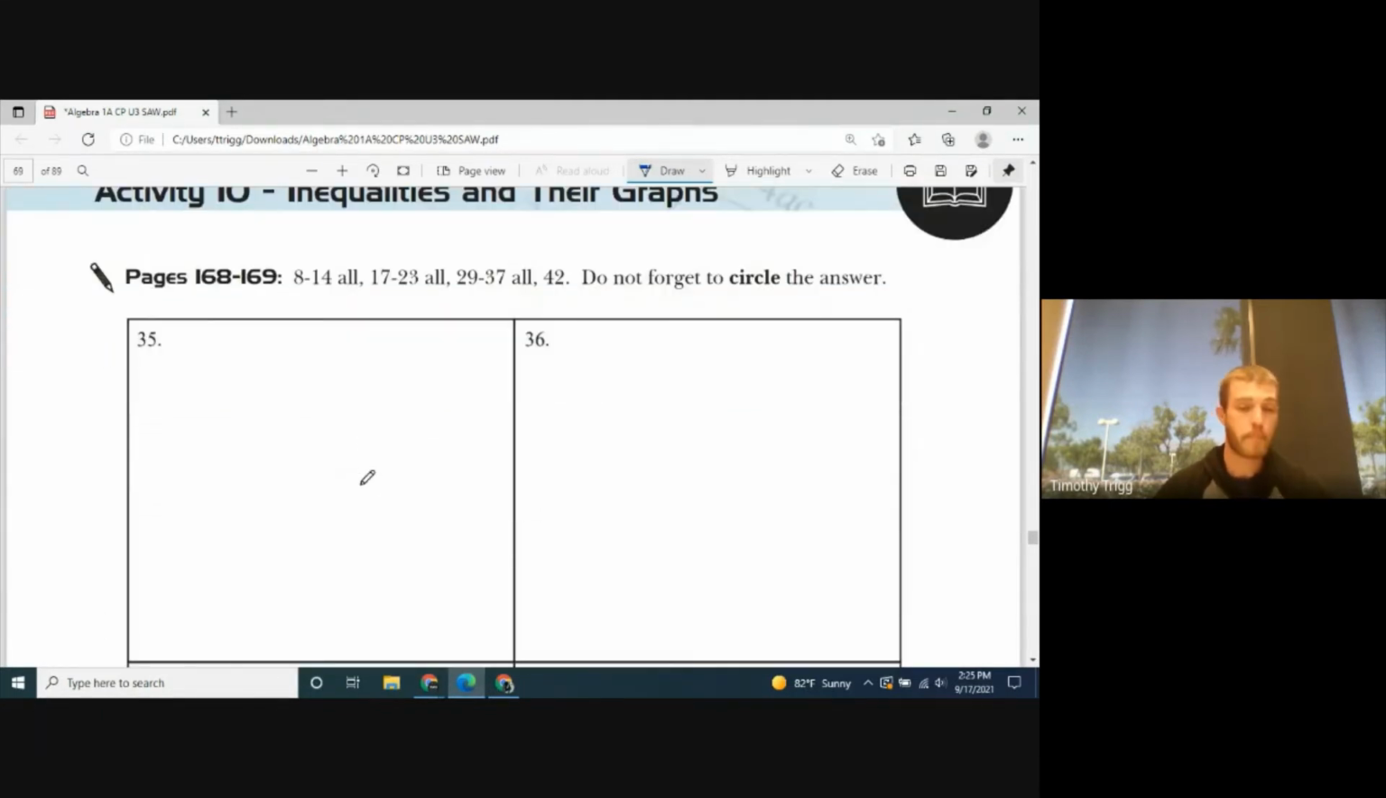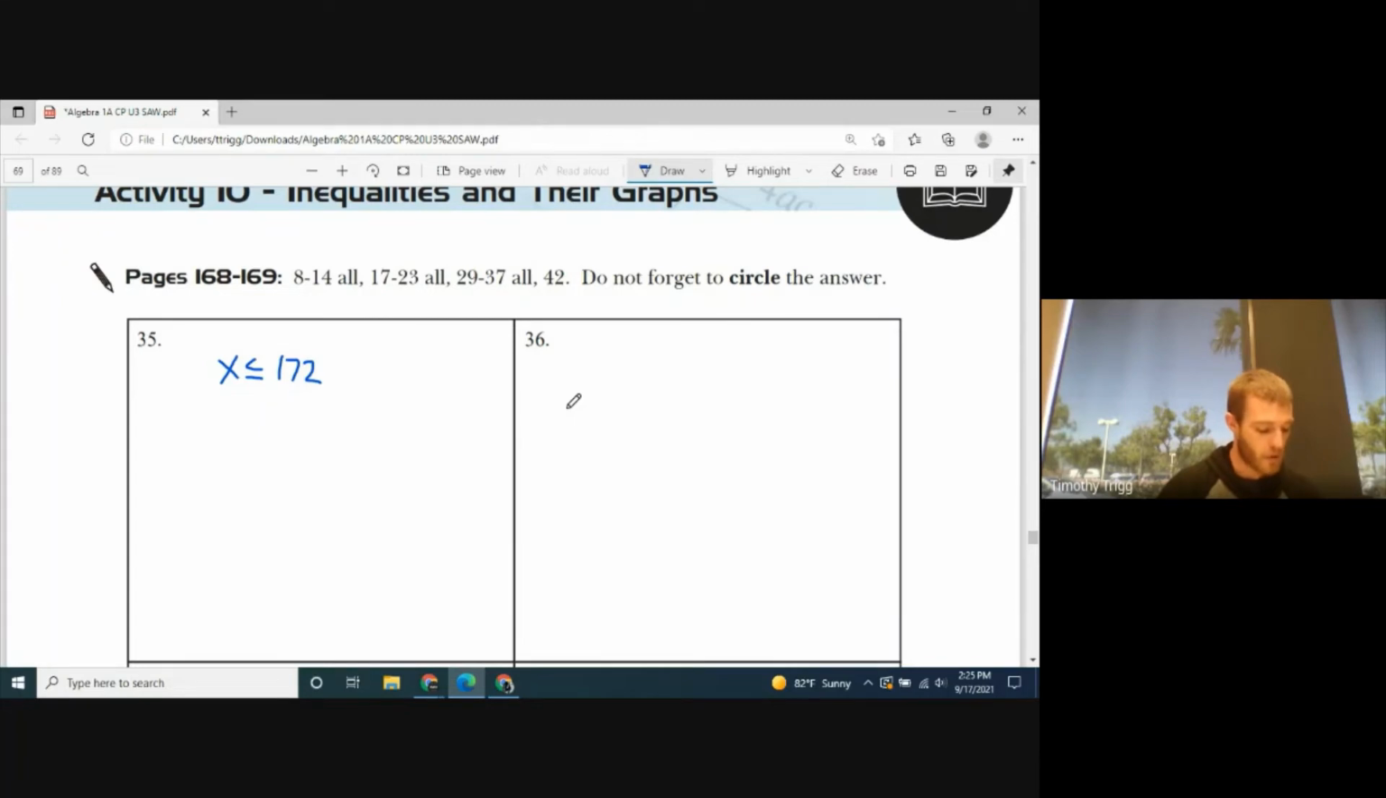Number 35. The restaurant can seat at most 172 people. So the number that the restaurant can seat is less than or equal to 172, because 172 is the maximum, it's the most. So it's less than or equal to that. Okay.